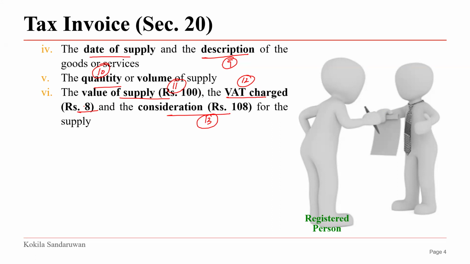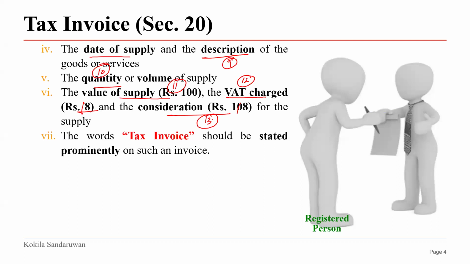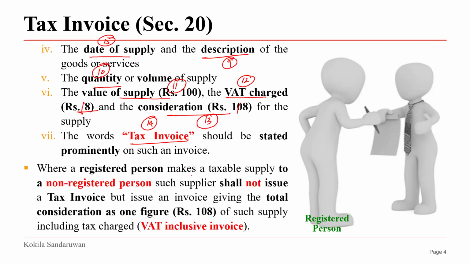In this scenario, I used 8% VAT previously when I prepared these slides, but currently it's 18%, so 118. Then the 14th item is that the words tax invoice should be stated prominently in the invoice. These are the 14 characters, I would say. If you include the date of supply, then you can have 15 characters. So it's very important.